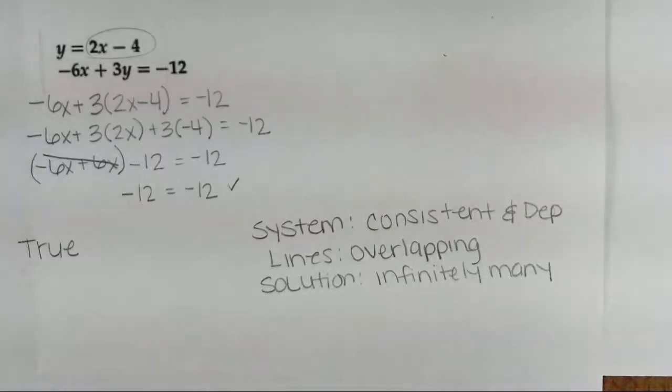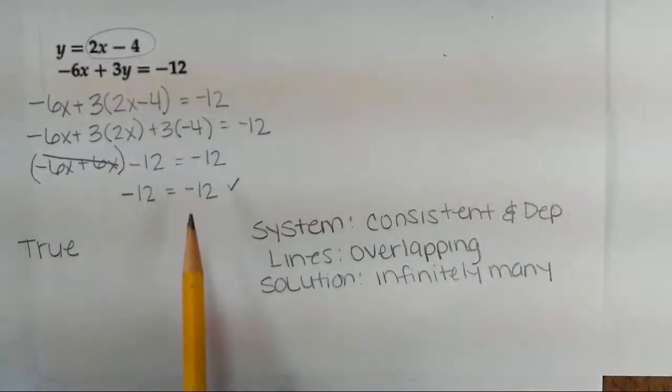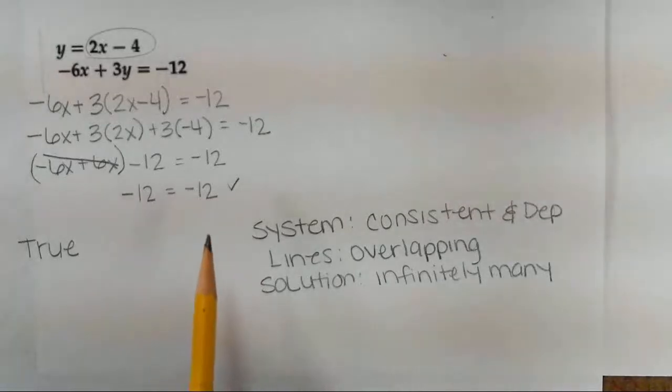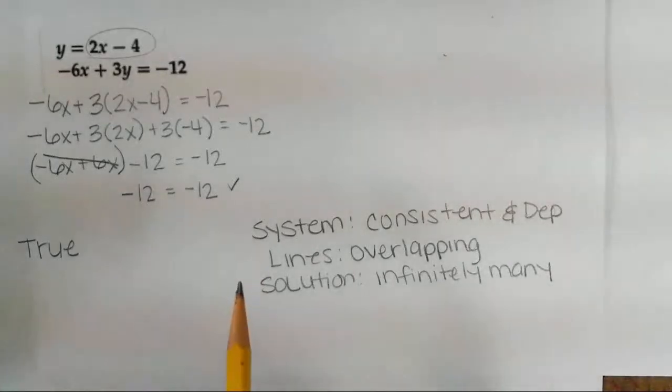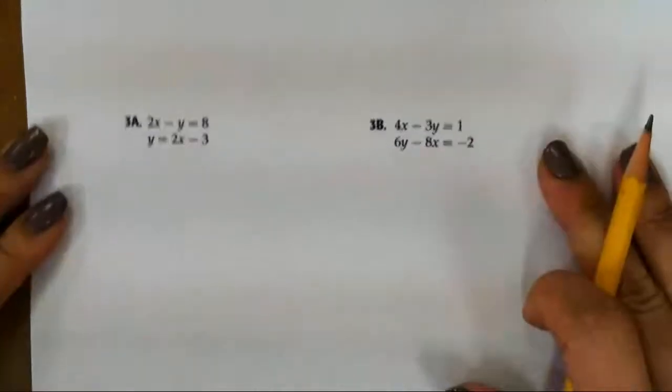Now, going the opposite, if you had a false statement, here I said if this number always equals that, then they're always touching. But if that number never equals the other number, so if your left side never equals your right side, then that means they're never touching. And what kind of lines are never touching? Parallel lines. And parallel lines have no solution, and they are inconsistent. So one of the examples that we're going to do here will be that. Let's see which one it is.